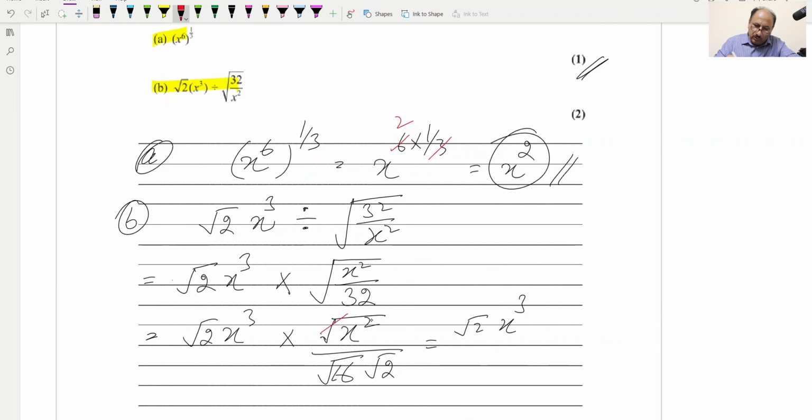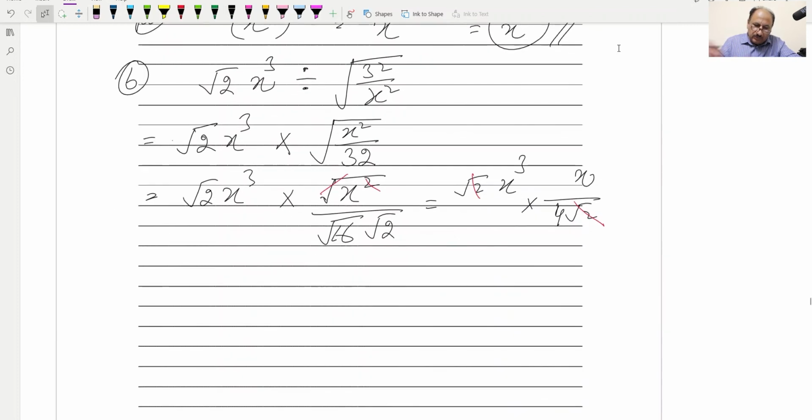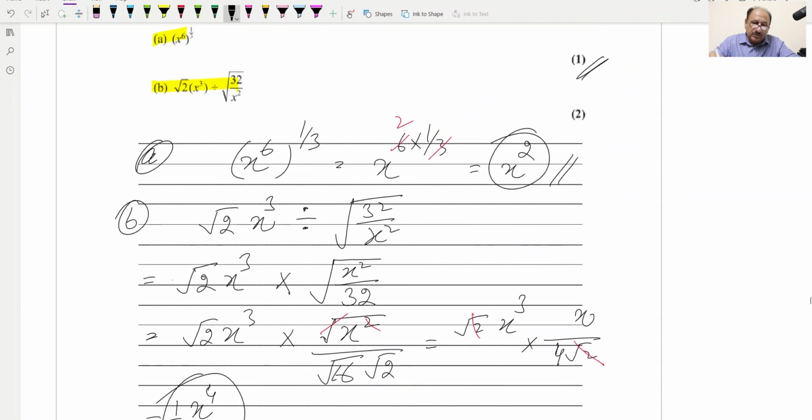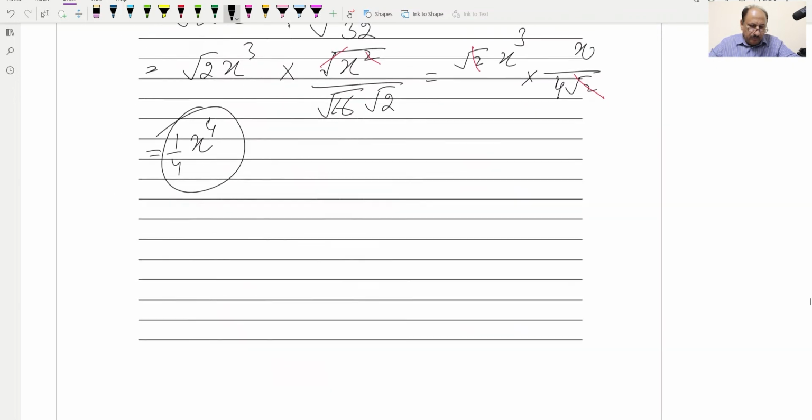The square root and square will be cancelled, and this will be equal to multiplication. This will be x over 16 under root, which is 4, and under root 2. Now we can cancel under root 2 with under root 2, and the next final step will be x into x cube will be x4. So x4 over 4, so we can write 1 over 4 x4. This will be our final answer for 2 marks. The b part is also done.